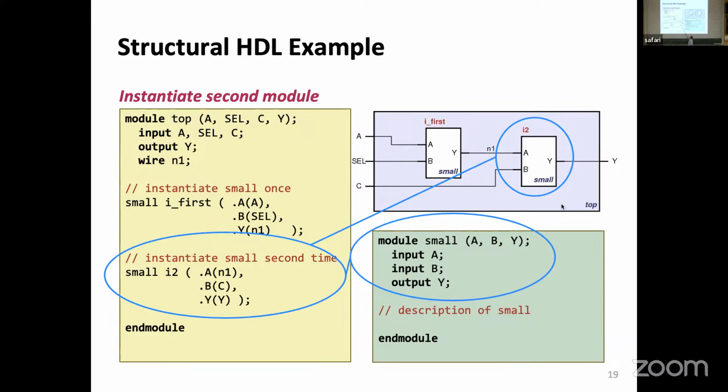Okay? And now the second one. If you get this, everything gets easier. The second one is then the same instance, so it's small again, but this time I give it a different name. I could have named it Frank, but I was overruled. And it's the same connections, A, B, Y, and this time A goes to N1, B goes to C, and Y connects to Y.